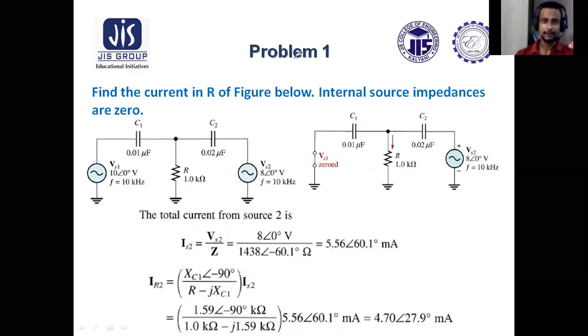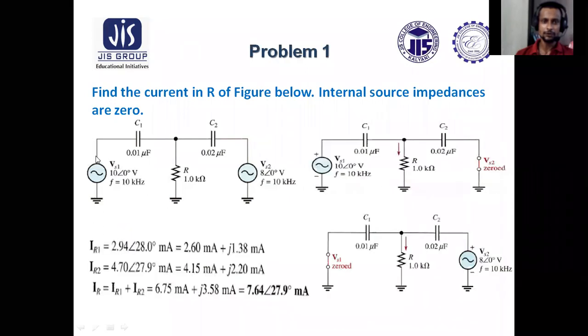At last, in the last step of the superposition theorem, what shall we do? We are going to find the current through this branch due to both the sources. Considering the VS1 source alone, we have got IR1 equals to this. Considering the VS2 source alone, we have got IR2 equals to this.